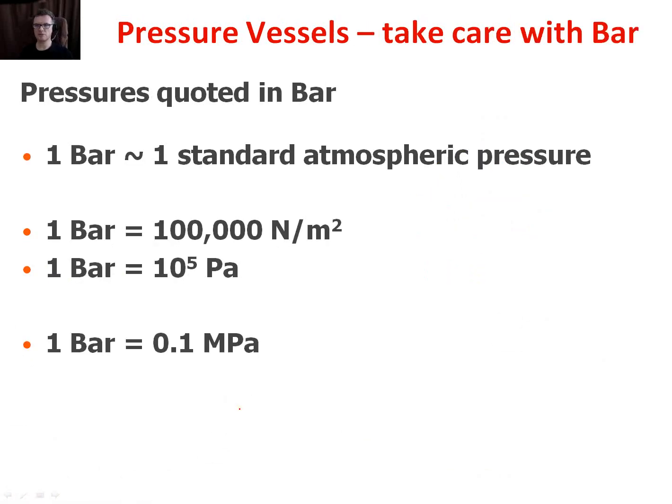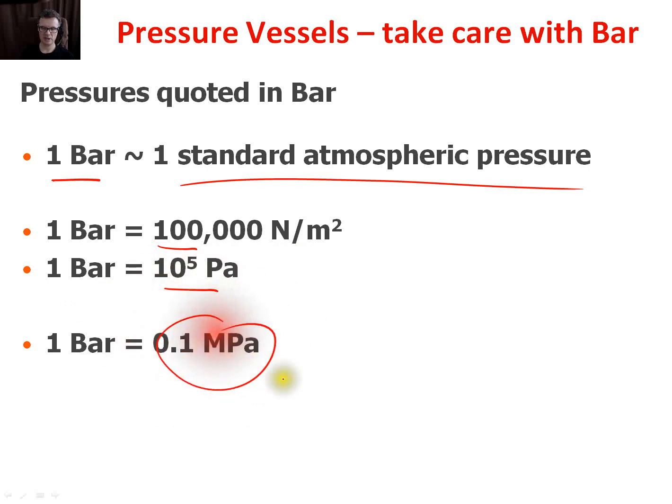When we come to use pressure vessels, we normally work in terms of bar. A bar is roughly the value of 1 atmosphere. 1 atmosphere is 101,325 pascals, so roughly 100,000 pascals. So that's 1 bar. So 1 bar is 10 to the 5 pascals. Notice it's 0.1 of a megapascal.